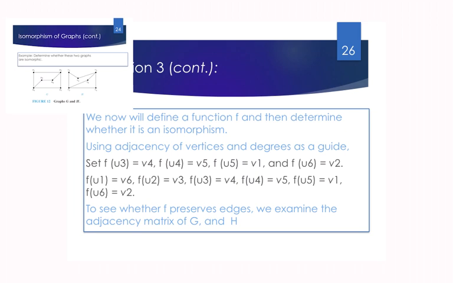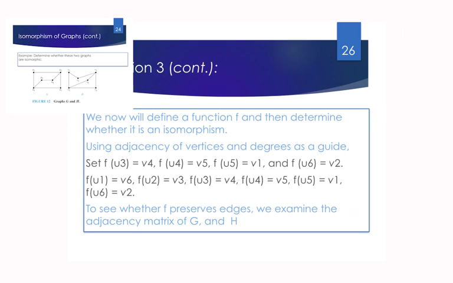Because u2 is adjacent to u1, the possible images of u2 are v3 and v5. We now set f of u2 to be equal to v3. Continuing in this way, using adjacency of vertices and degrees as a guide, we set f of u3 equal to v4, f of u4 equal to v5, f of u5 equal to v1, and f of u6 equal to v2.